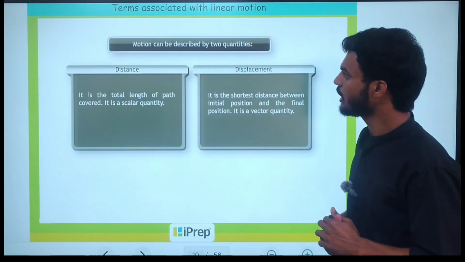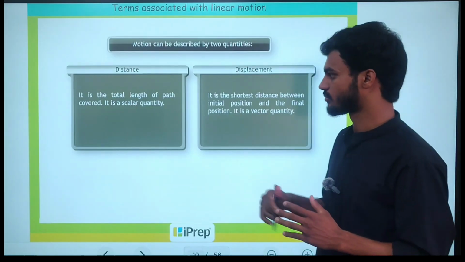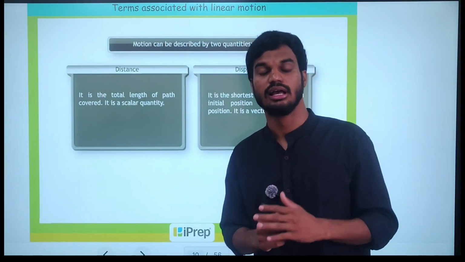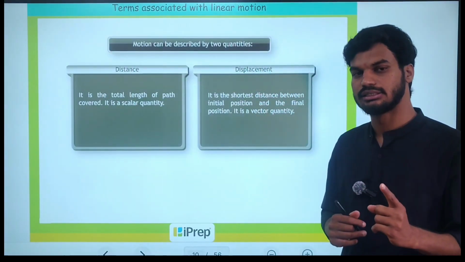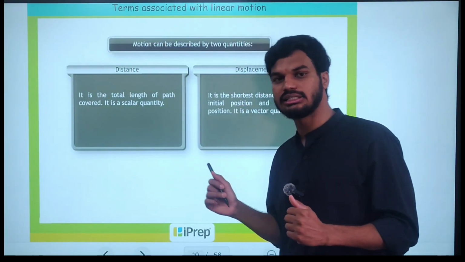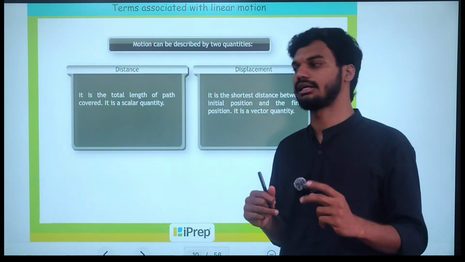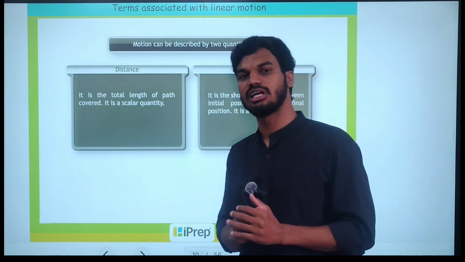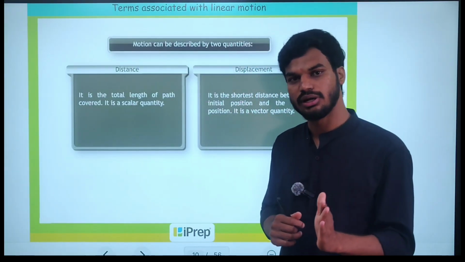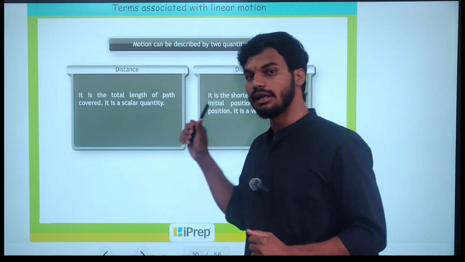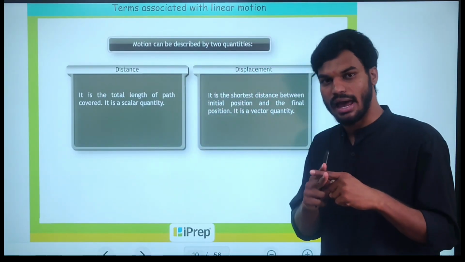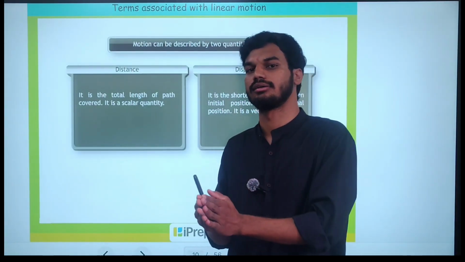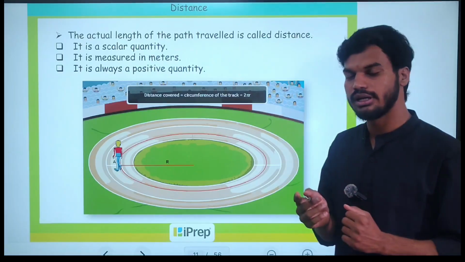Next, motion can be described in two quantities, that is scalar quantity and vector quantity. What is scalar quantity and what is vector quantity? Scalar quantity means it has only magnitude, and vector quantity has magnitude as well as direction. In scalar quantity we see only magnitude, that is the numerical value, whether the object moves 60 kilometers or 20 kilometers, 10 meters or 100 meters. But in vector quantity we see the magnitude as well as the direction in which the object is moving. That is the difference between scalar quantity and vector quantity.